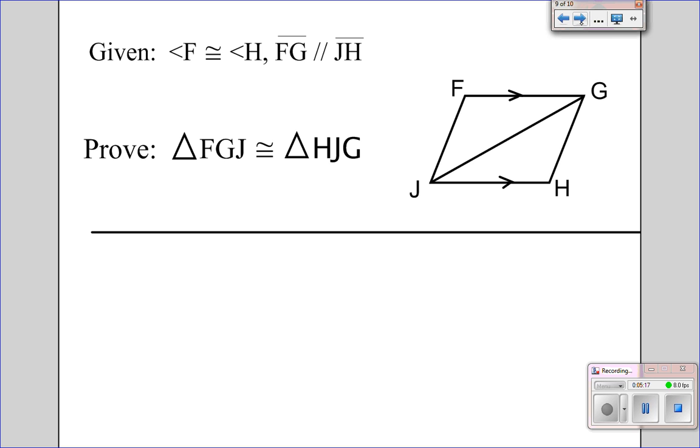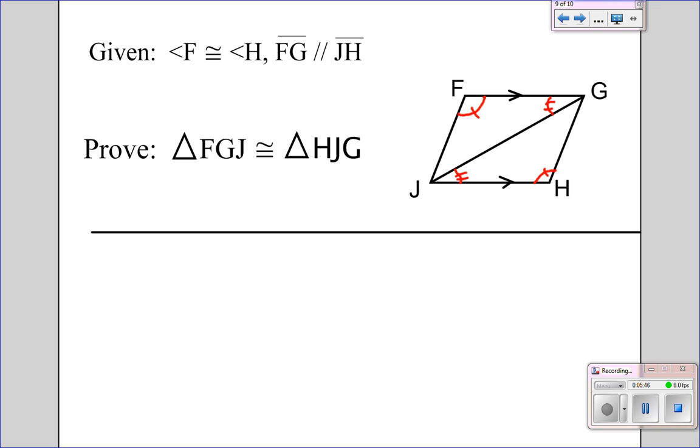All right, let's look at one more. So pause the video and attempt it on your own, and let's see how you do with it. All right, angle F is congruent to angle H. FG is parallel to JH. Okay, we have two parallel lines. They're cut by a transversal, which makes this angle congruent to this angle.